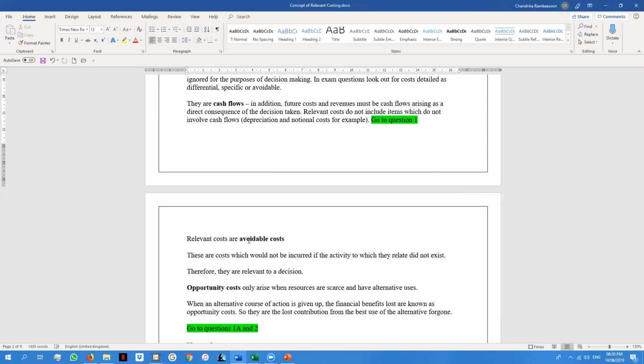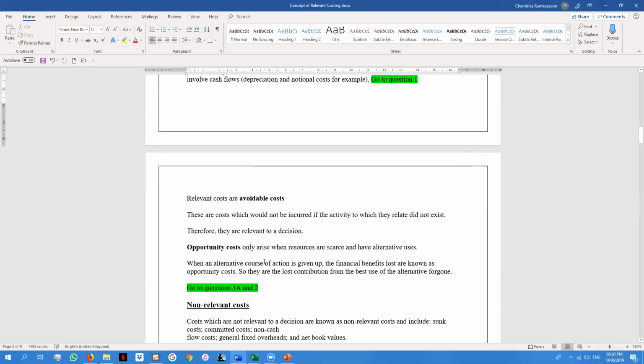So any relevant costing question which you get for the exam, especially if it's a Section C type constructive question, will refer to certain types of decisions which we will be covering. It's just about 4 or 5 of them. Okay. An avoidable cost will relate to a closure decision. We'll come to that shortly.